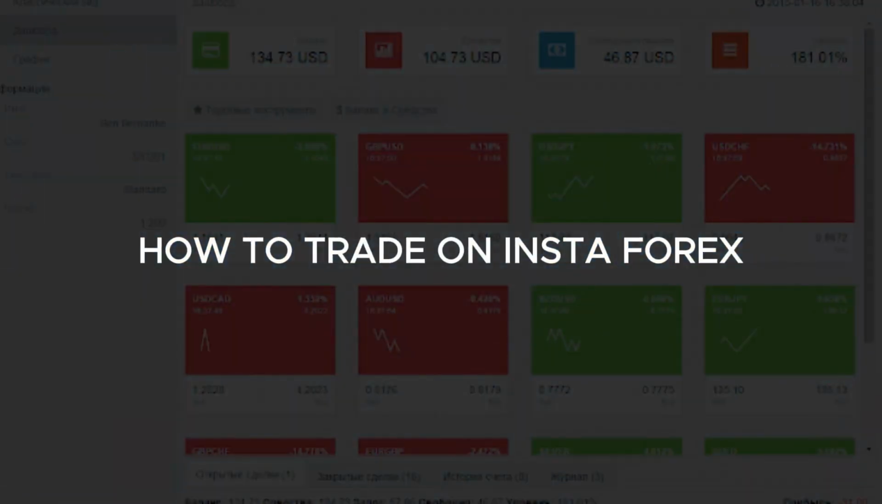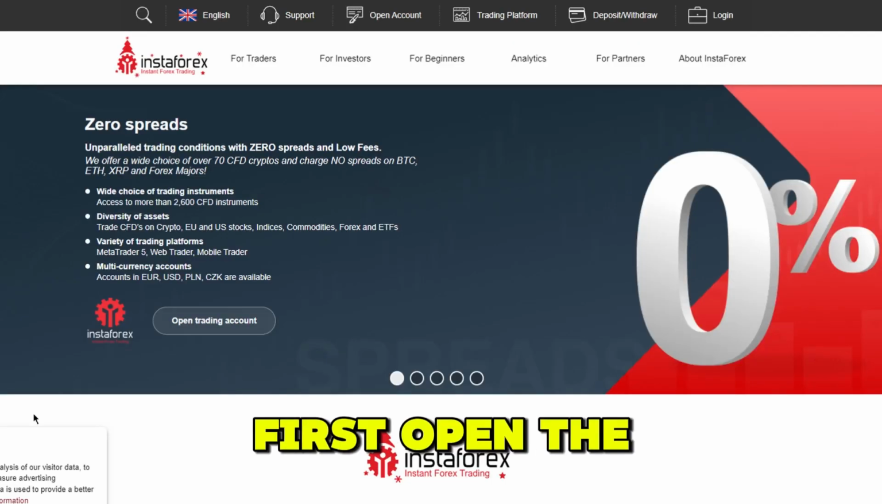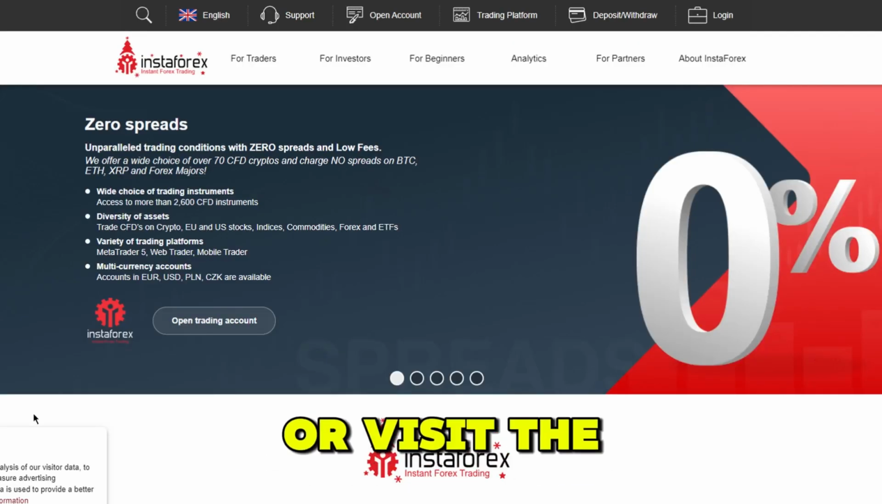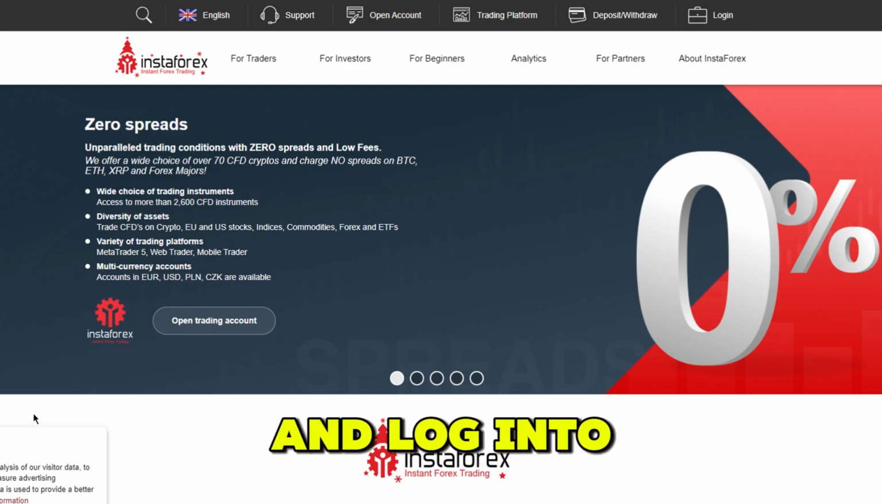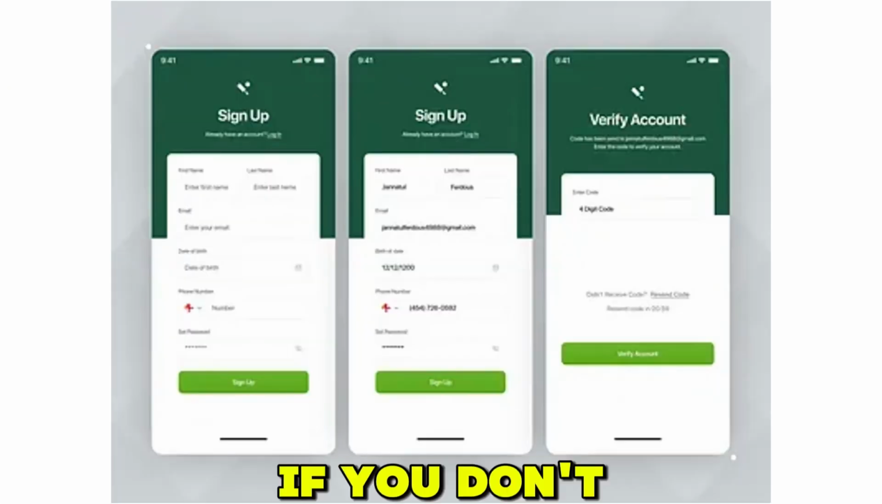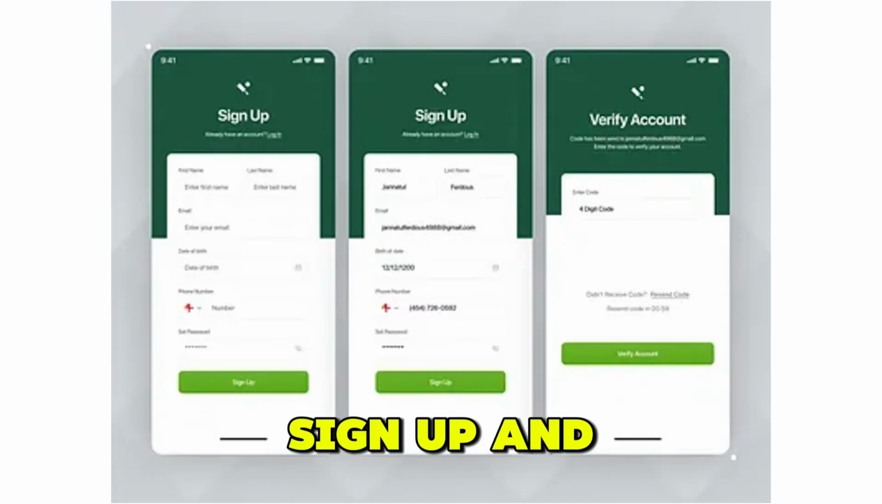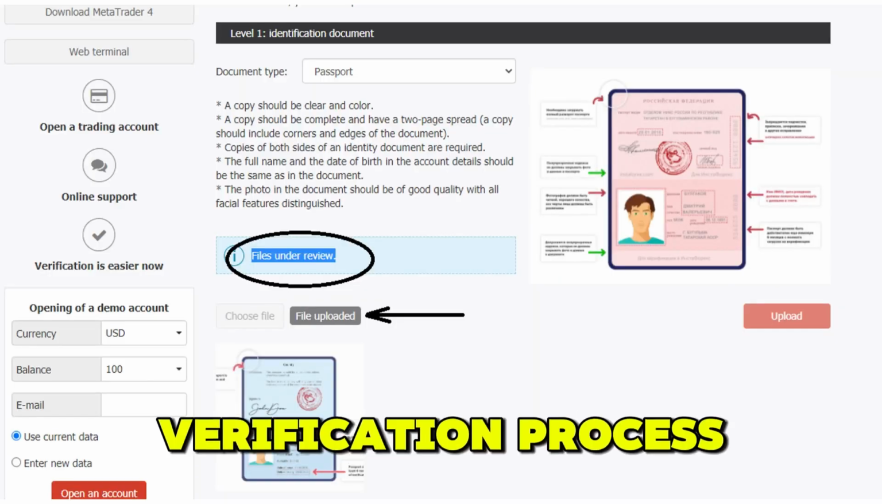How to trade on InstaForex. First, open the InstaForex app or visit the InstaForex website and log in to your trading account. If you don't have an account yet, sign up and complete the verification process.